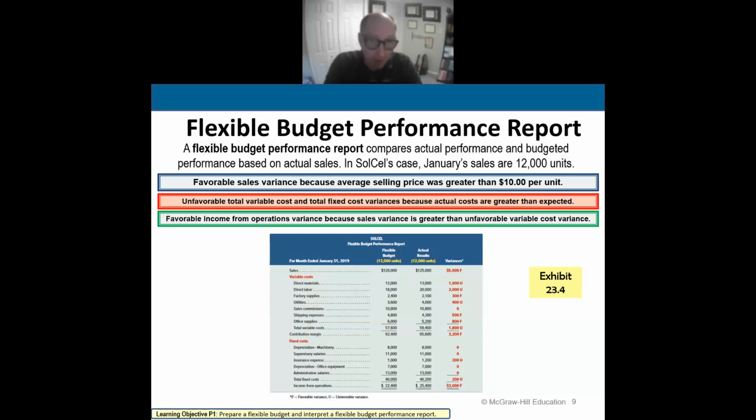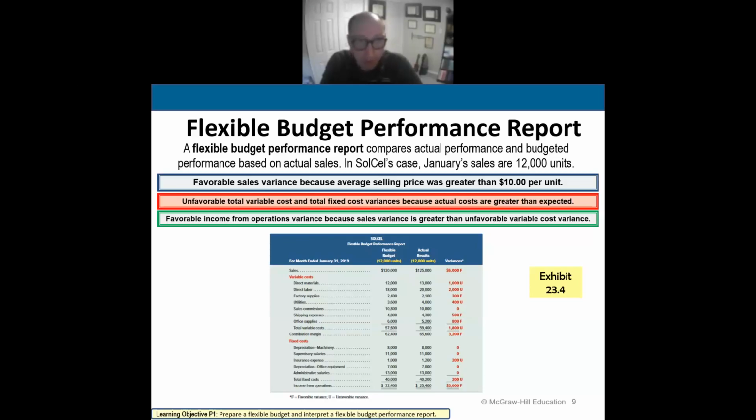And I actually sell 12,000 units, but there was a change in the sales price. So instead of me selling at $10 a unit, I sold a little bit more than that. So I got a variance, favorable variance, my sales. How do you find the variance? You take the actual minus the budgeted amount. That's how you find the variance.